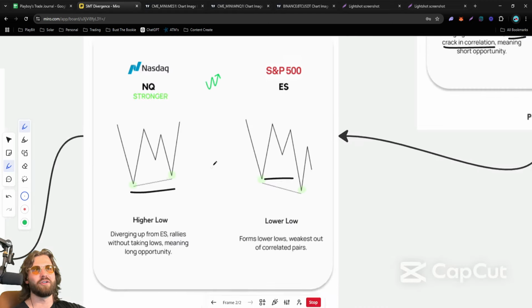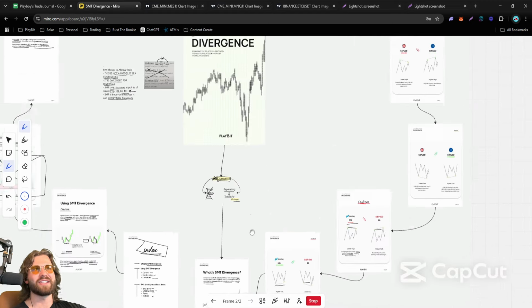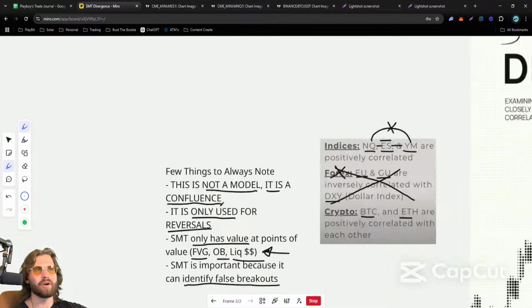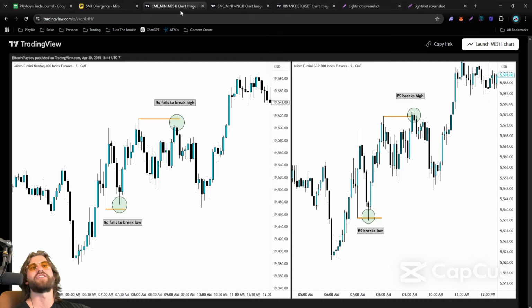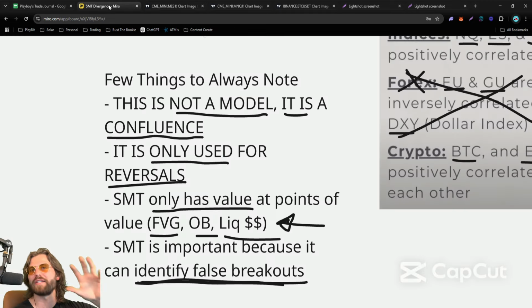And I hope you learned a little bit more about SMT divergence today and how it's used. Remember, this is not a model, it's a confluence. We only use it for reversals, and it must be at a point of value, and this is going to help you identify false breakouts, which inevitably equals potential short or long opportunities, such in this example I showed you with NASDAQ and ES.